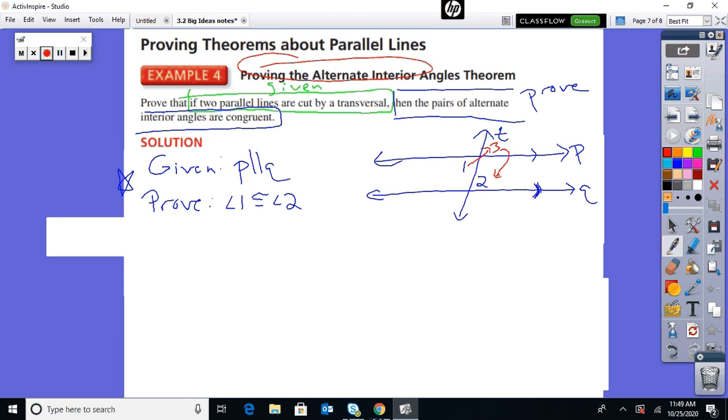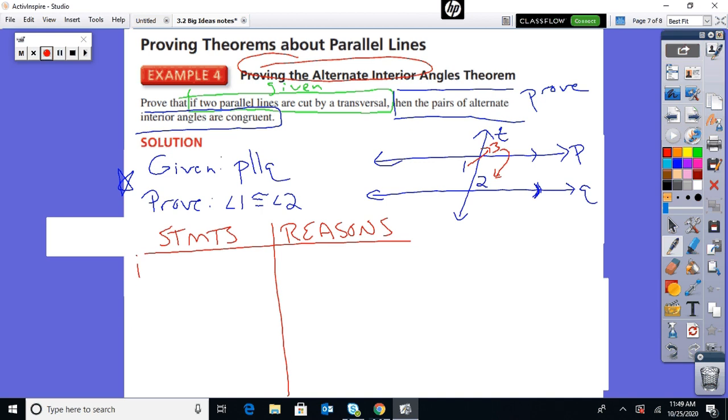And then once you get your idea, you say, all right, I need my statements. I'm going to abbreviate it, and my reasons. And we say the first step is always what is given. And then the next step, what did you talk about? Well, we brainstormed that 1 would be the same as 3. So you label a different angle. You can label every angle if you want. You can go 1 through 8. But you really only need to label the ones you're going to use.